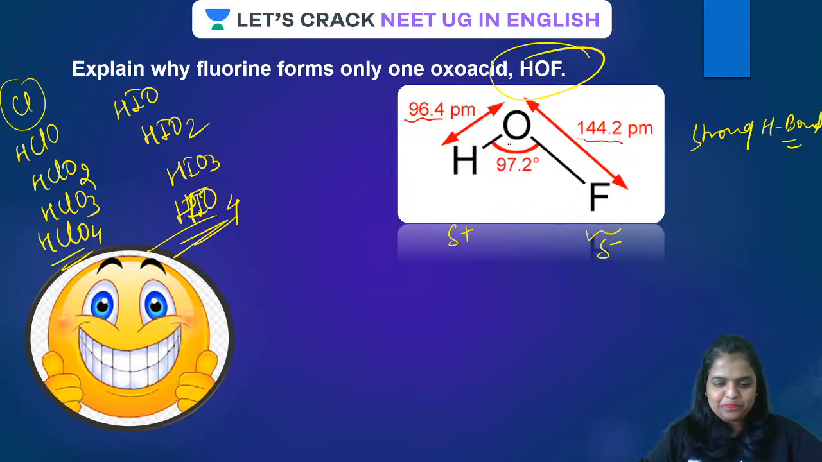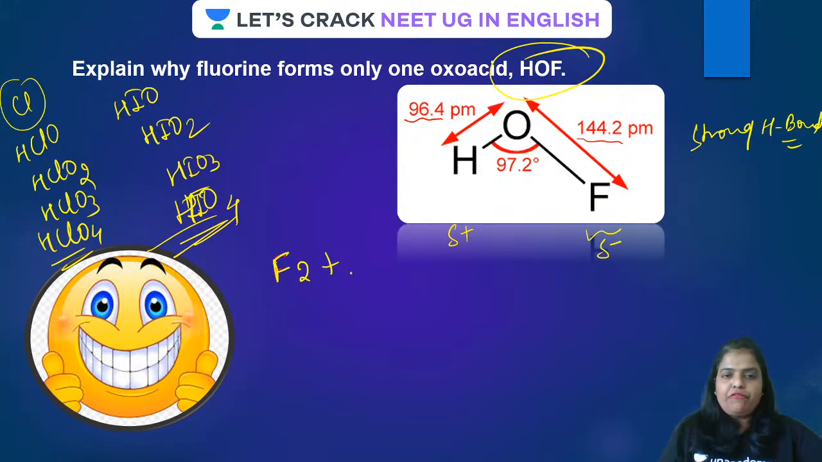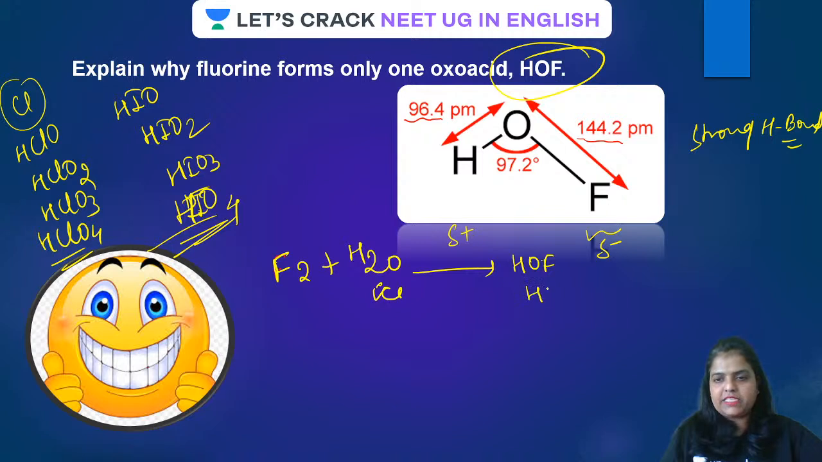Is that clear? Now, guys, this forms only one oxoacid. Why does it happen? And how does it form? F2, on reaction with water, even with ice, is going to react first of all, remember. And it is going to form, guys, what? HOF as well as HF.